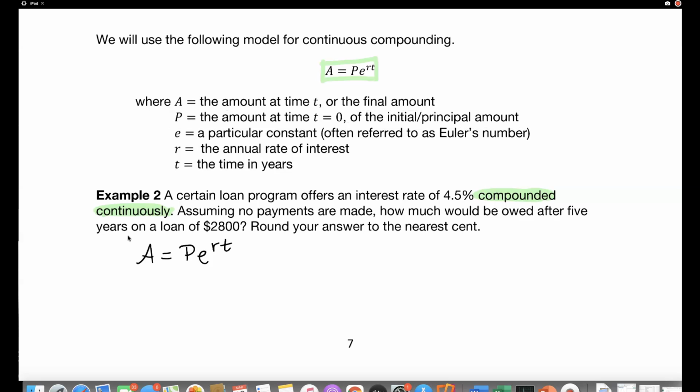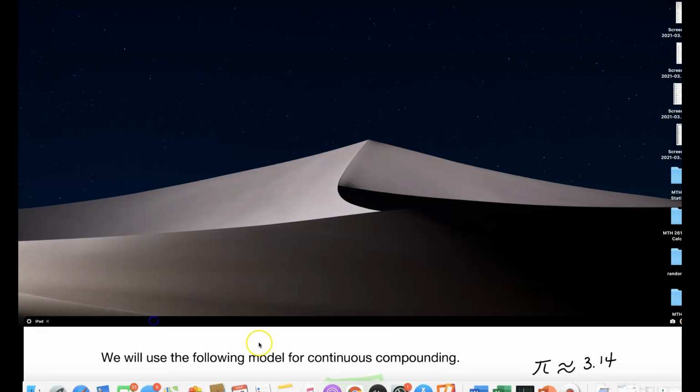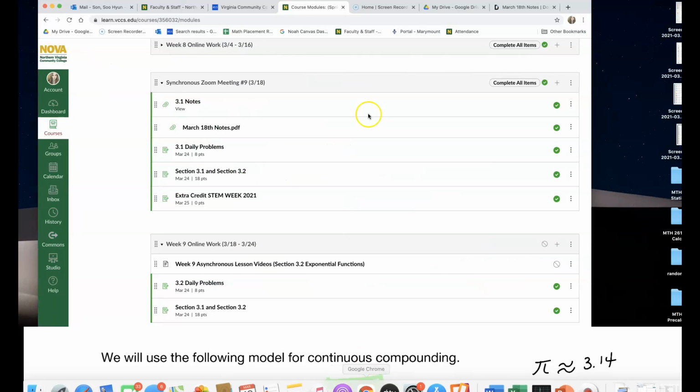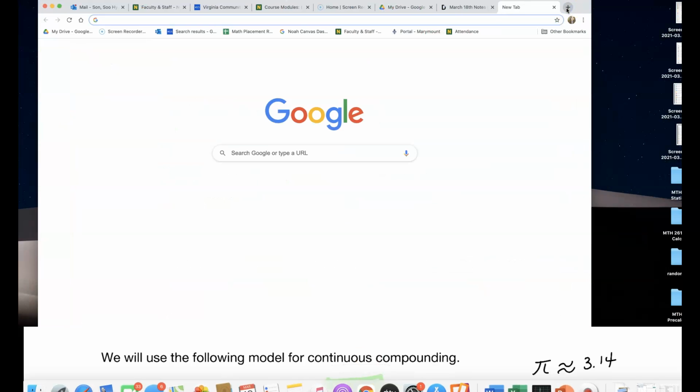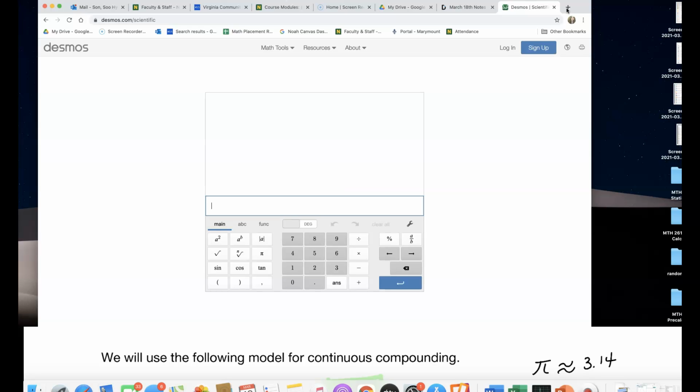Next, E is just a constant. E is just a number called Euler's number, just like pi is approximately 3.14. We all have a scientific calculator. In fact, let me show you, because in this example it will be great if I can use a Desmos scientific calculator with you. So I'm going to open up a Desmos scientific, and then I'll show you what E is real quick.